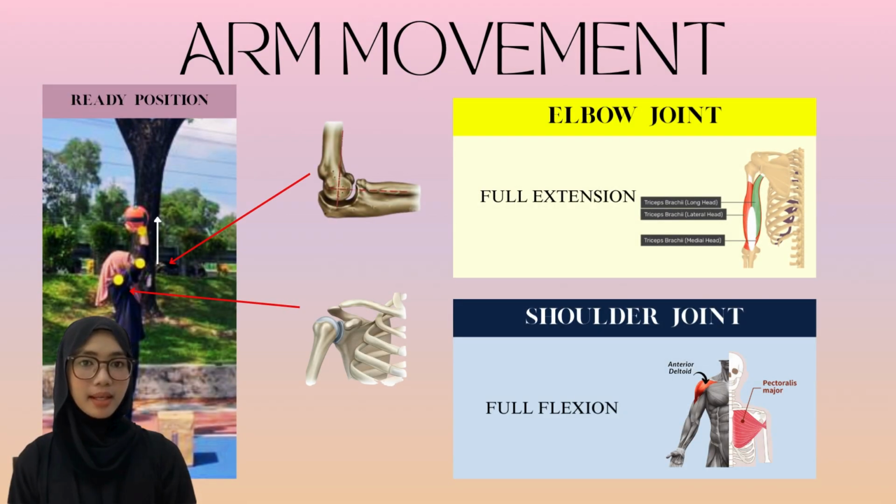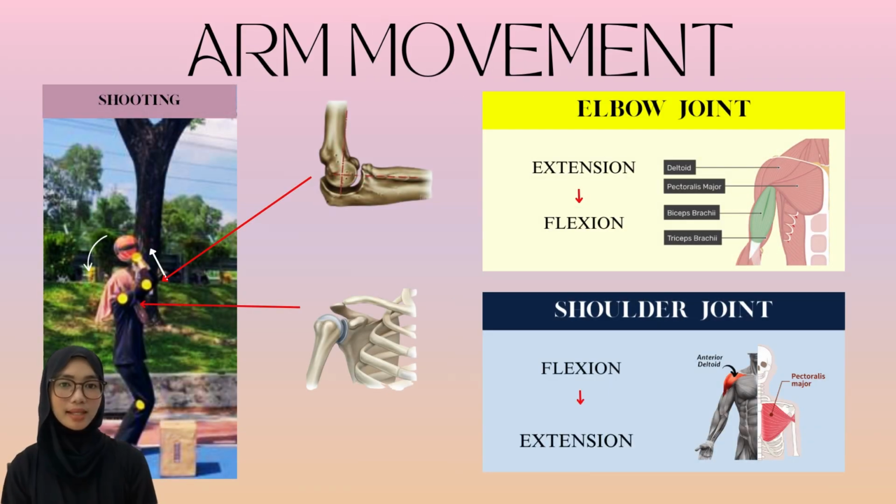In the ready phase, the player holds the ball above the head with both arms straight. The shoulder is in flexion using the anterior deltoid and pectoralis major muscle. The elbow is fully extended with the tricep working to keep it straight. This phase helps with balance and preparation before the throw.